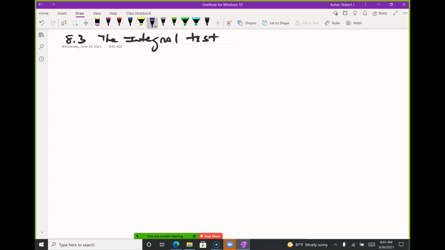So the integral test. So what are we doing here? We're asking, what did we do in A2? We had a series, like the series from n equals 1 to infinity of 1 over 2 all to the n. And on this particular one, we said it converges, right? And we could actually find the sum, and we got a sum of 1.